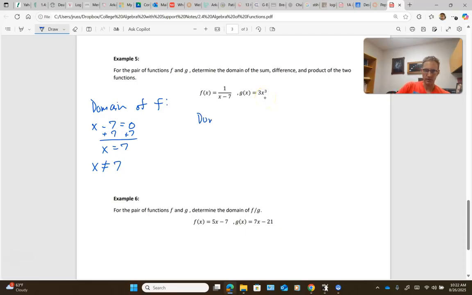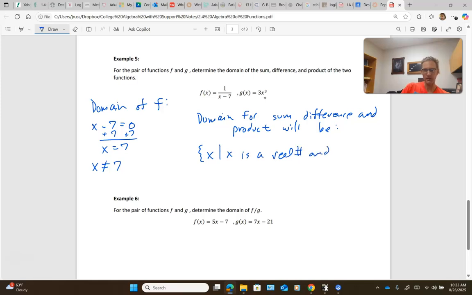All right, so let's write this. The domain for the sum, difference, and product will be, again, I'm going to write this one in set builder notation. All values of x such that x is a real number and x cannot be equal to 7.